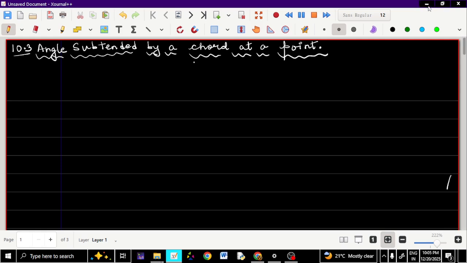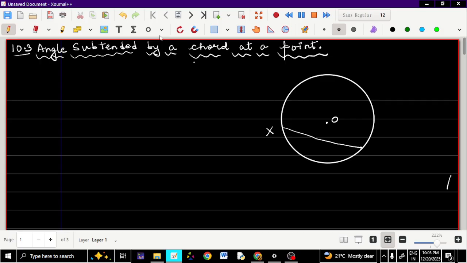Hello everyone. In this video, I'll talk about section 10.3, angle subtended by a chord at a point. Now, supposing I have a circle, let's say I have this circle with me, and let's say the center is O, and let's say I have a chord here. I'll name this chord XY, any random chord you can draw here, and let's say I have a point here which is M.